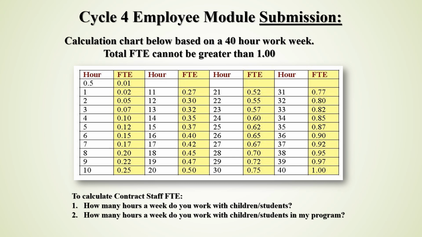Your district may also share a contract person with other districts or programs. Once the cycle is submitted and that person's FTE is compiled, it also cannot be greater than 1. So in order to accurately gather the FTE of a contract staff person, you'll ask them 2 questions. How many hours a week do you work with children or students? And how many hours a week do you work with children or students in my program? You'll divide the second number by the first, and then you'll have their FTE in your program or district.